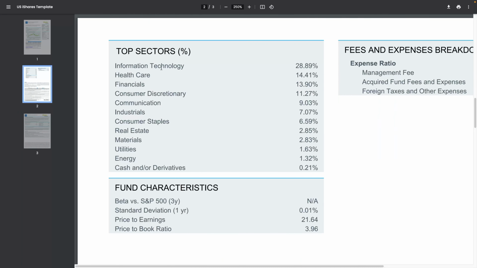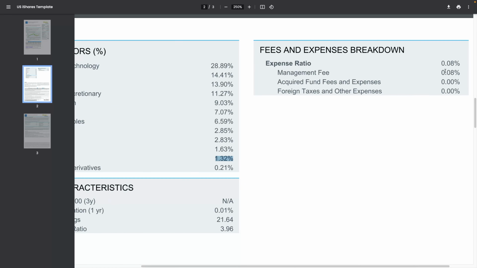When you look at the asset allocation, it's information technology, 28%, so it looks pretty similar to the regular S&P 500 fund. But one thing I've noticed is that energy is much smaller on this one. So I guess they can't invest in energy since most of it is considered not carbon neutral or whatever. Now this one has a 0.08% management fee, so it's almost 3 times more expensive than the Vanguard one.